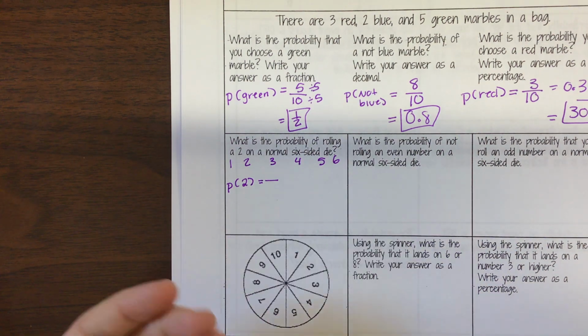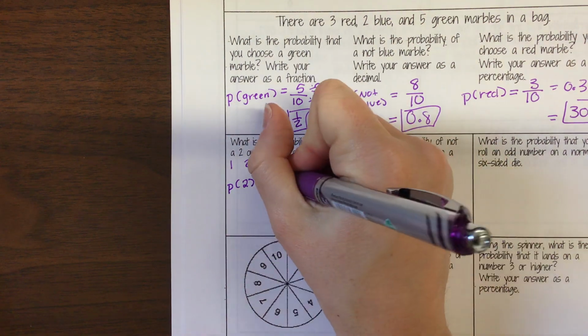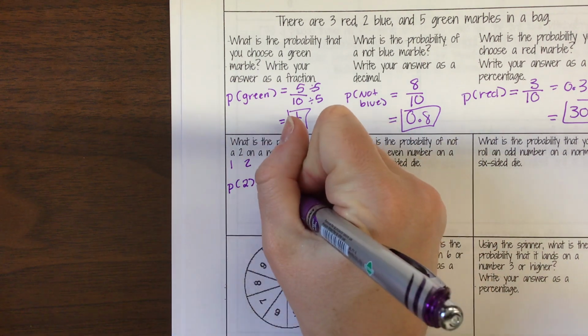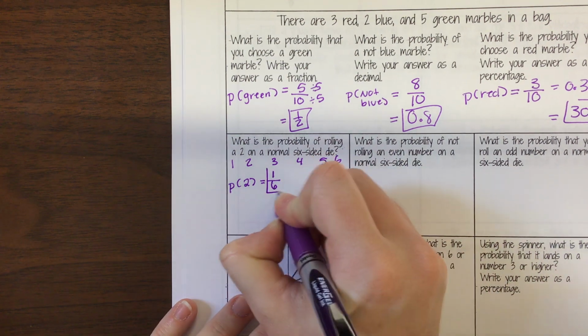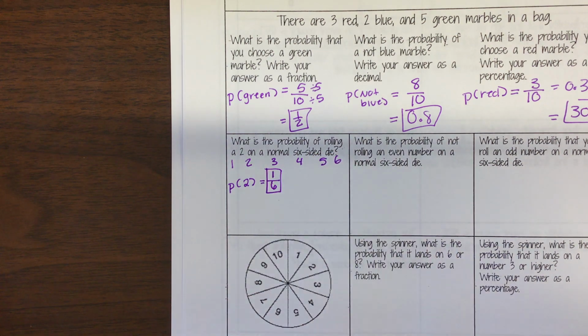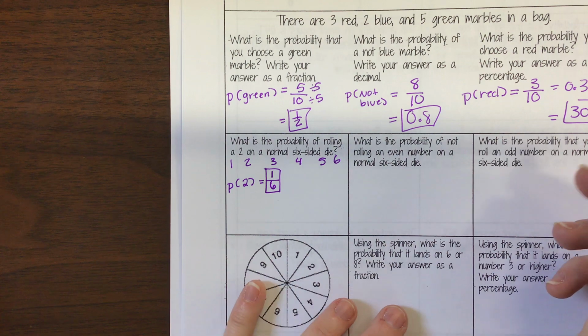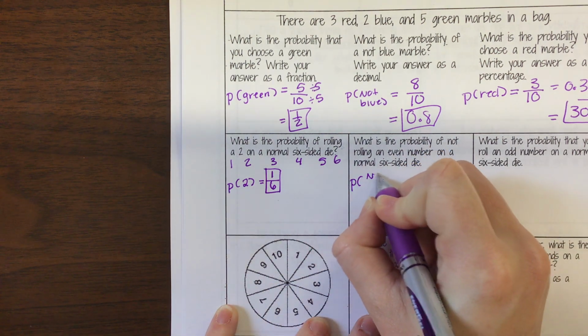Okay? So how many of those are 2? Well, one of them. Okay, so one of the sides on a die is a 2. And there's 6 total sides. So 1 out of 6. Okay? And we'll leave that one as a fraction. Okay? What is the probability of not rolling an even number on a normal 6-sided die? So the probability of not even.